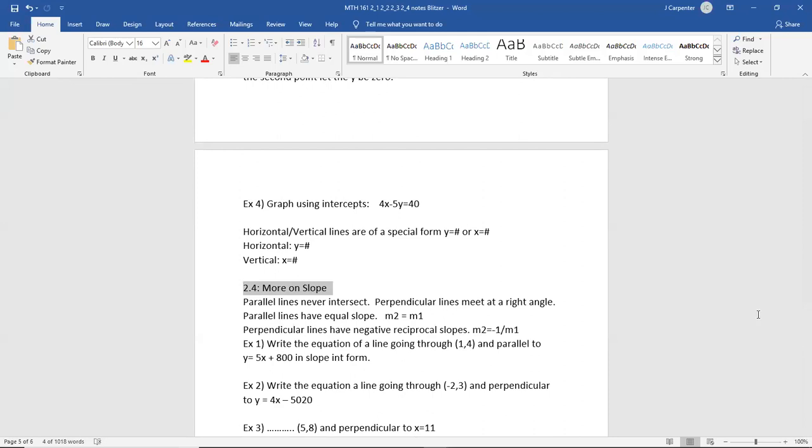Huh, well, that's weird, right? That's what everybody's thinking initially, because that's one of those special case lines. This is kind of a special case problem because of that. If you're dealing with parallel or perpendicular to a horizontal or vertical line, you need to understand whether the original line was horizontal or vertical. So points 5, 8, and then that's x equals 11, and we're supposed to be perpendicular.